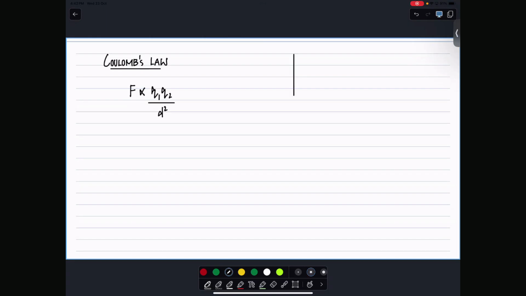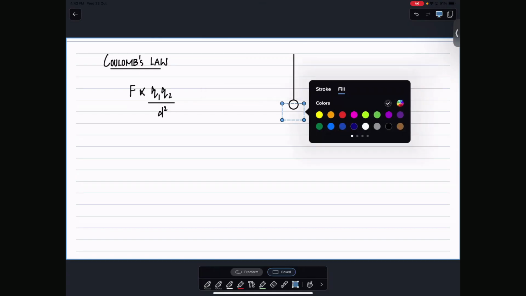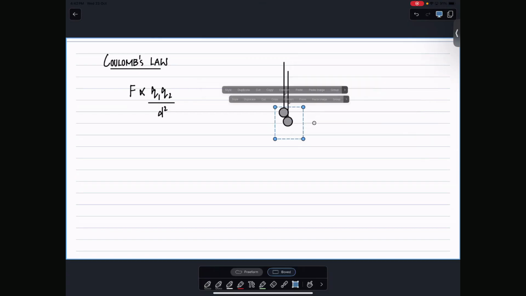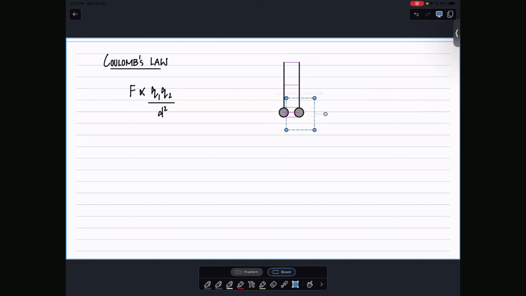Based on that, let's go back to the time when they actually discovered this. They found something interesting, which is this. You have one sphere, which is charged. Let's say this is positively charged. And you place another sphere next to it, hanging from a very thin string.